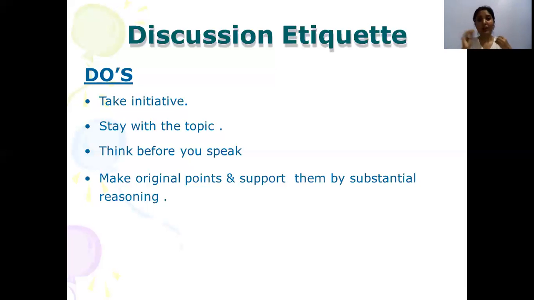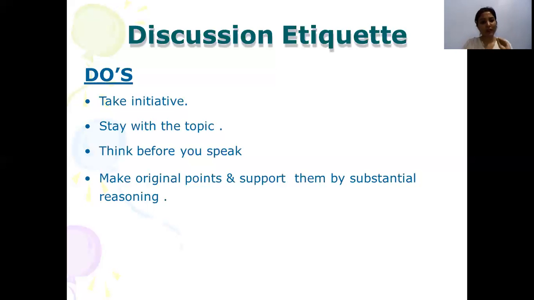And it is really important, do not speak for the sake of speaking. You have to think before you speak, because the other persons have all the time in the universe to listen to you. So what they are listening to should be worth listening to. You have to provide content which is worth listening to. That is why, think before you speak.